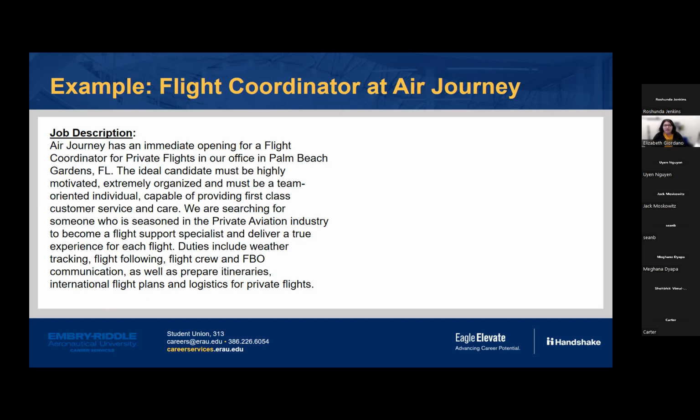So we have an example here of a flight coordinator at Air Journey. For some of you interested in the more administrative operational side of aviation, this might be a good position for you. It's on Handshake now, but we wanted to use this because it's a really important thing to think about as you're reviewing each job description. This is just the initial paragraph to explain a little more about what the flight coordinator is, as well as who Air Journey is, right?